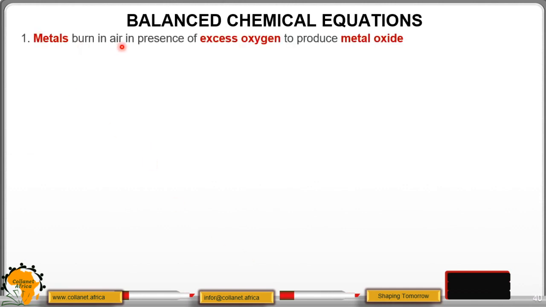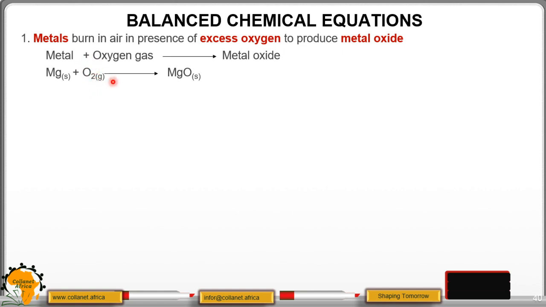When metal burns in air in the presence of excess oxygen, it produces metal oxide. For example, we have metal plus oxygen gas, you form metal oxide. For example, magnesium reacting with oxygen gas. Remember, you can see 2 here. This is oxygen gas, a molecule of oxygen, which does not exist as an atom. This one will form magnesium oxide.